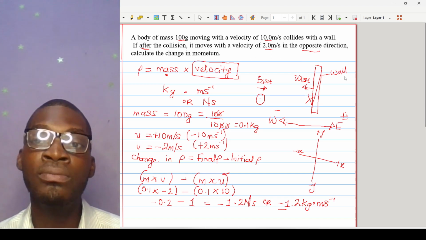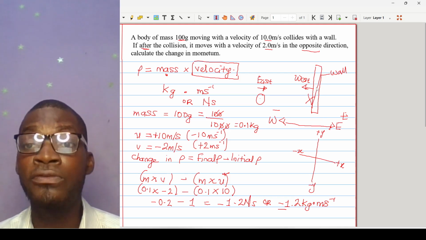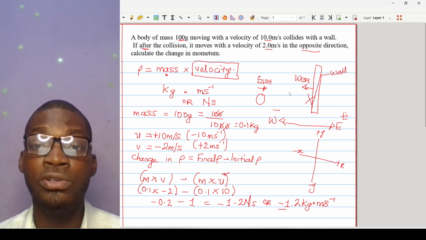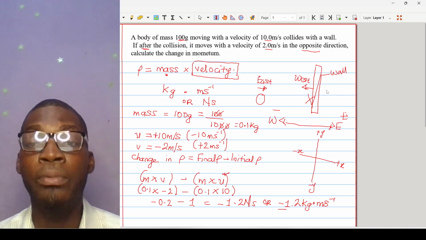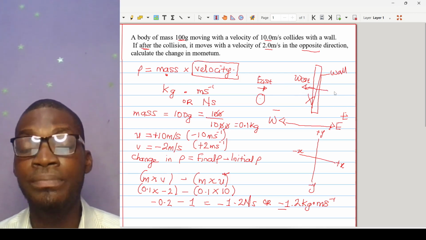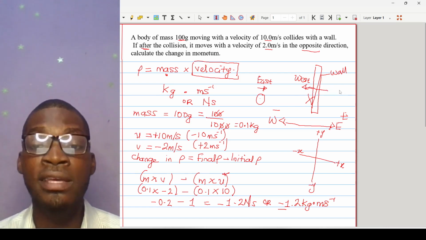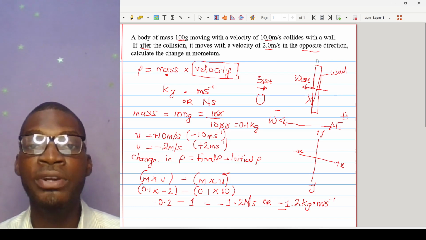So we know that maybe it collided with a paper wall, or a wall that was not rigid enough to make it change direction. It could be maybe a tarpaulin or something like that. So it will still puncture through that obstruction and maintain motion in the same direction. So we have to be very careful.